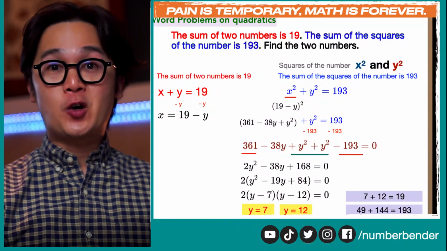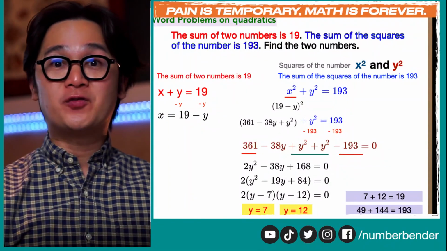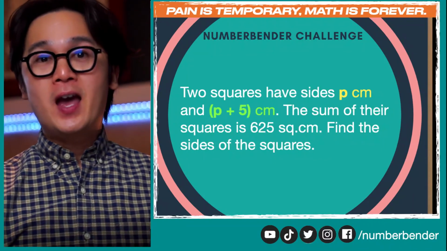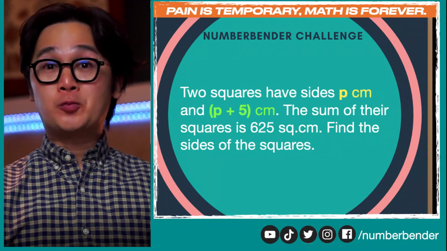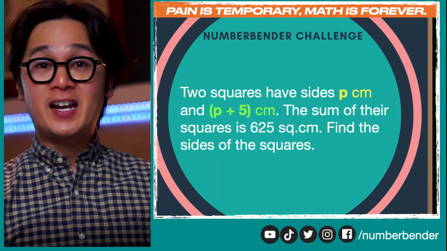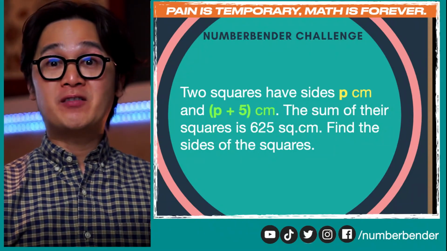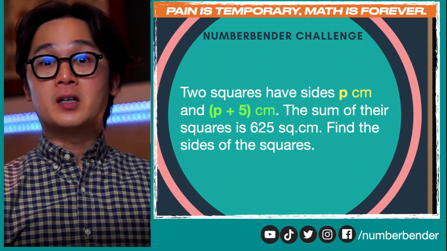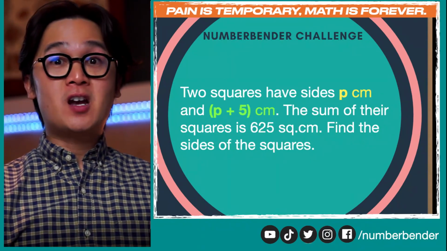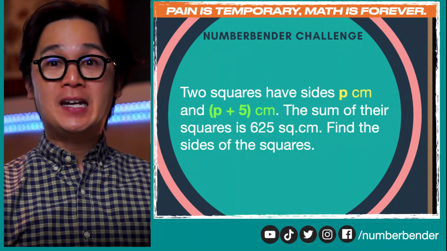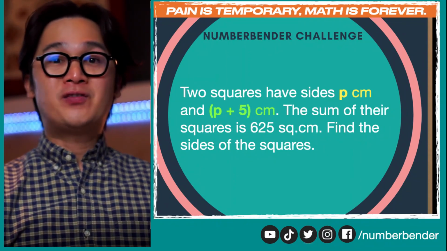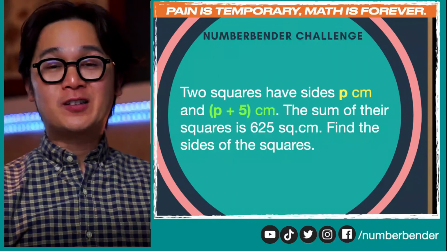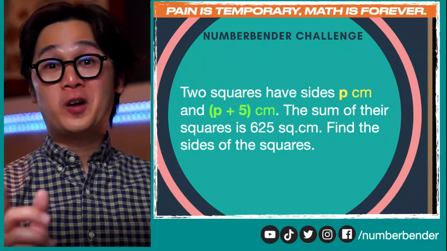So the third challenge for the day is our Numberbender challenge. Let's see if you can answer this word problem using the technique that I just shared with you. Two squares have sides p centimeters and p plus 5 centimeters. The sum of their squares is 625 square centimeters. Now, let's find the length of the sides of the squares in this particular word problem.